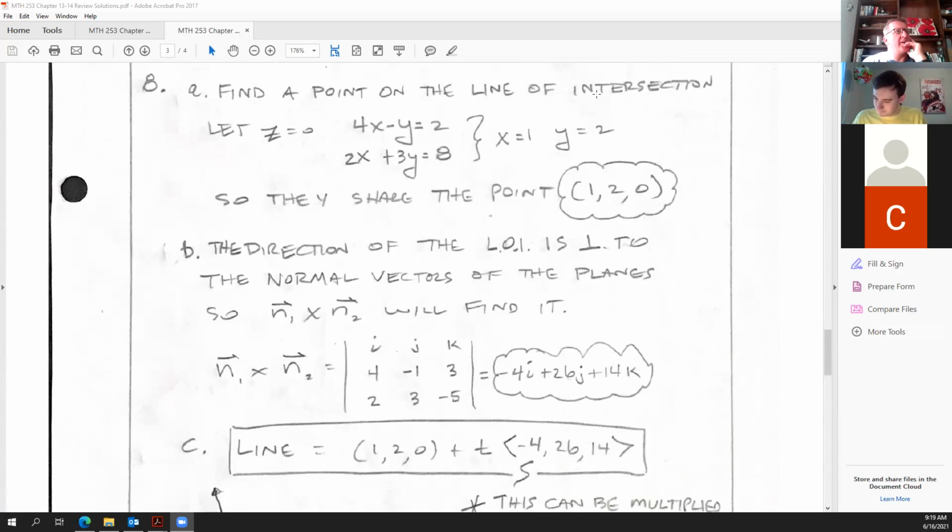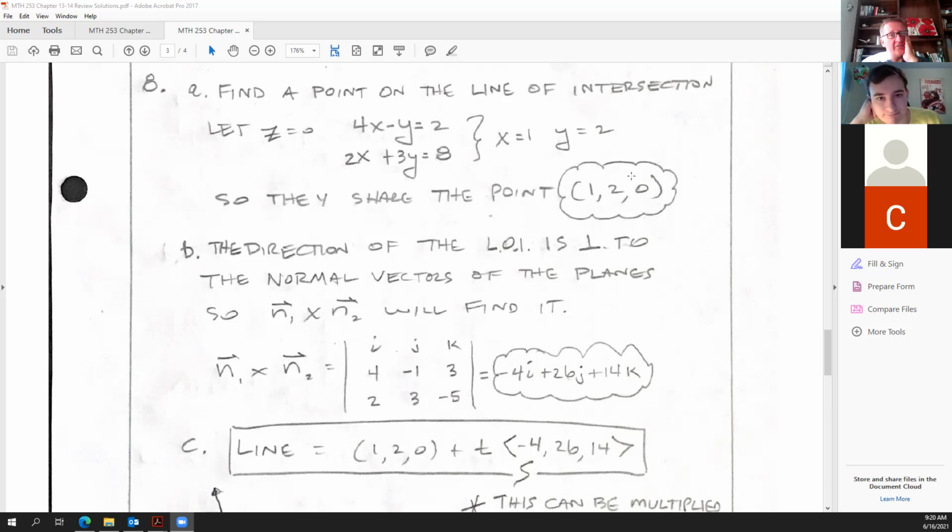So I said, find a point on the line of intersection. And notice I found a different point. I picked Z to be 0, and that was a really lucky choice because it gave me X and Y to be positive numbers. And so remember, there's a million points that are on that line. And so the ones I just found were different ones, but that was a particularly nice one. But then, wait a second, what did I do next here? The direction of the line of intersection is perpendicular to the normal vectors of the planes.